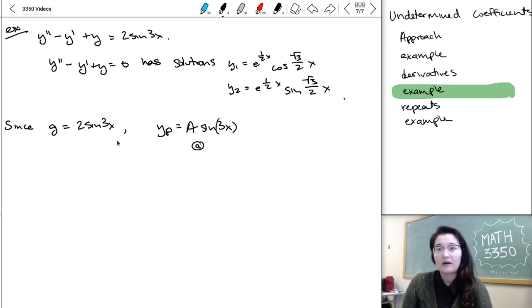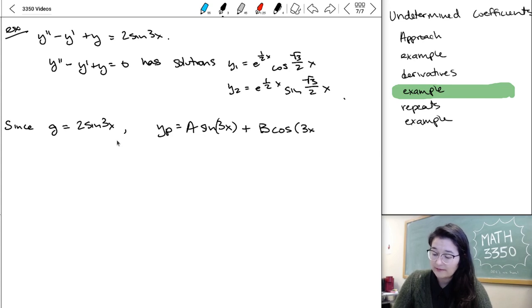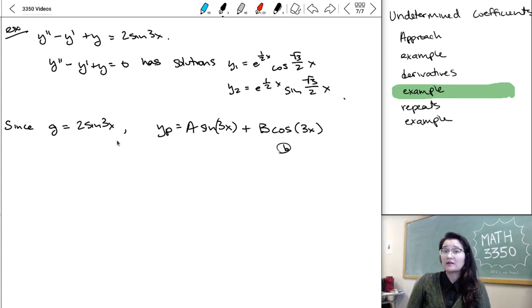Anything that's an argument to a function of x, keep it where it is. So that I get from thinking about part A, what does g look like? Now it's in y sub p. But then our new thing is that we also include derivatives. And the derivative of sine is cosine. So part B tells me that I need a second term that looks like cosine 3x.